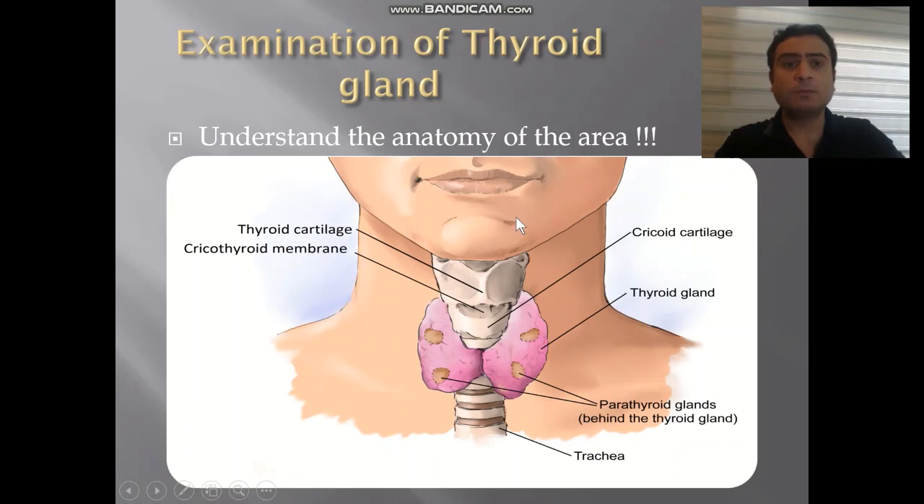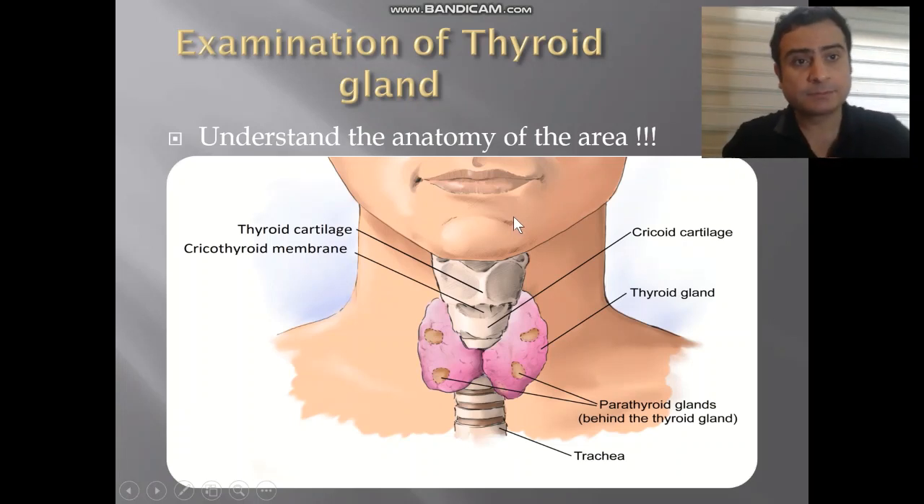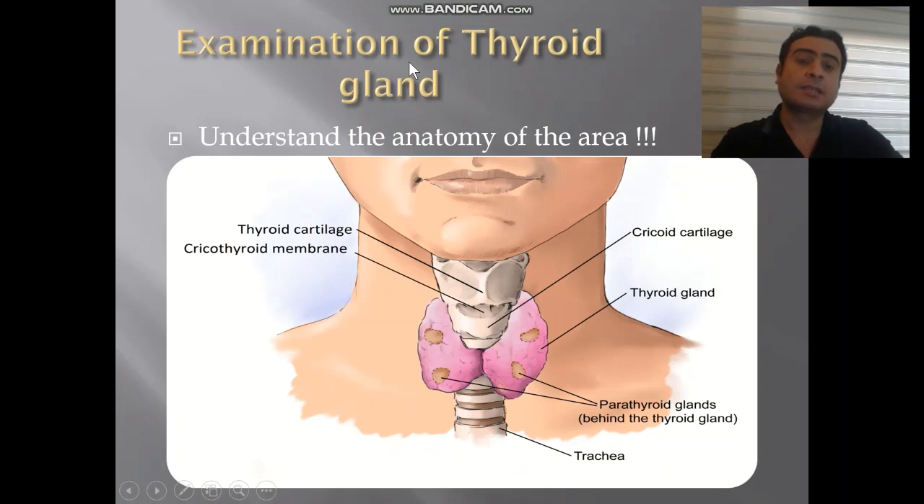Moving from the examination of the lymph nodes, we go to the examination of the thyroid gland, which is part of the extraoral examination. In order to examine the thyroid gland, we need to understand the anatomy of this area. If we start our finger from the chin of the patient and slide it downward, as you see here in the picture, the first prominent structure you would hit with your finger would be the Adam's apple, which is part of the thyroid cartilage.